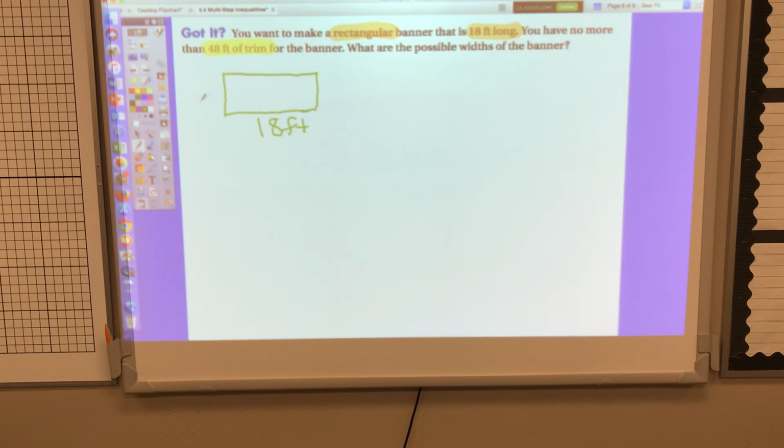And the distance all the way around, so if I start at a corner and I go all the way around, they want it to total 48 feet at the most. And when you're going around something, that means we're talking about perimeter. Now there's a formula for perimeter of a rectangle. It's P equals 2L plus 2W. L is representing the length, W is representing the width.